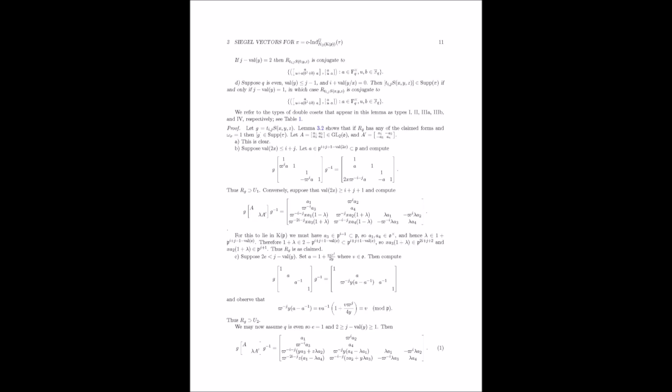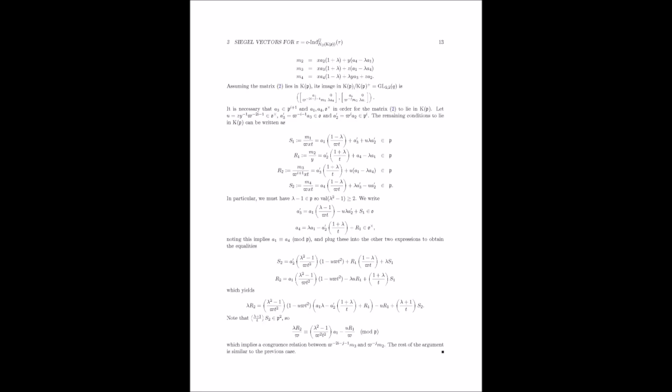So part A of the lemma says that if x is non-zero, then we can assume that i plus val x is greater than or equal to 0. That seems like a pretty technical condition. Why is that important? It might seem technical, but it actually has a really nice geometric interpretation. Ooh, I love a good geometric interpretation.